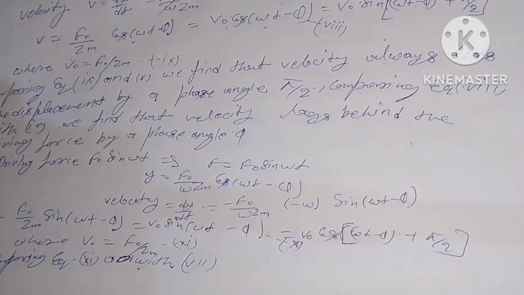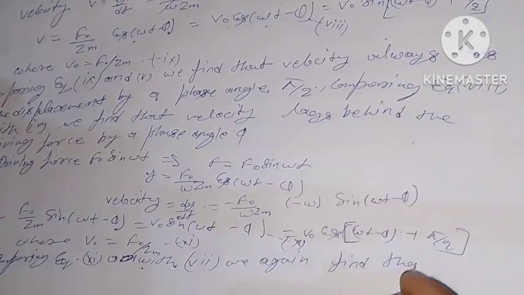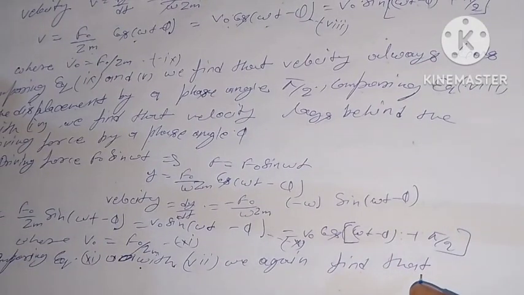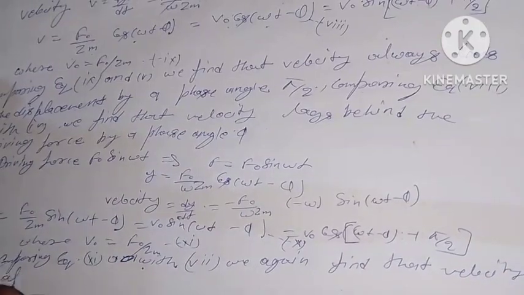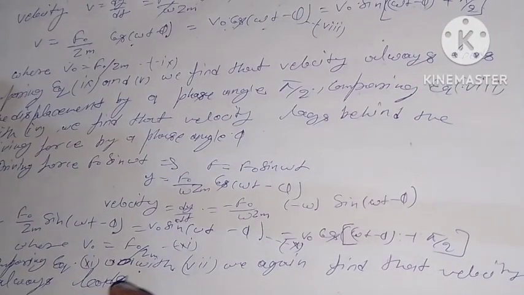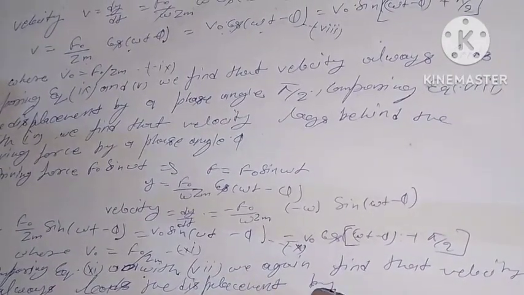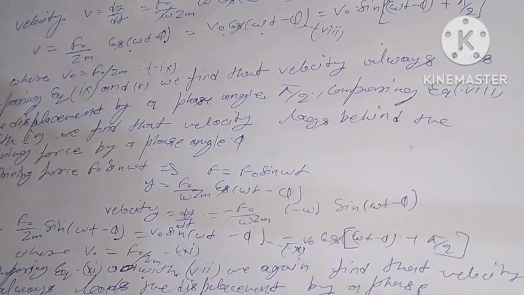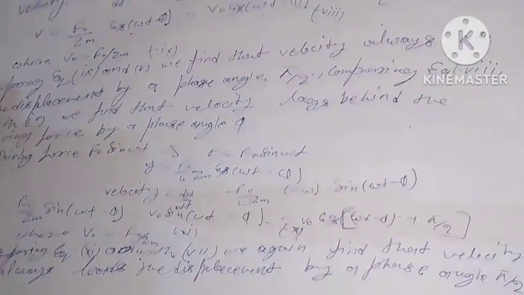Okay, comparing equation number 11 with 7, we again find that velocity always leads the displacement by a phase angle pi by 2.